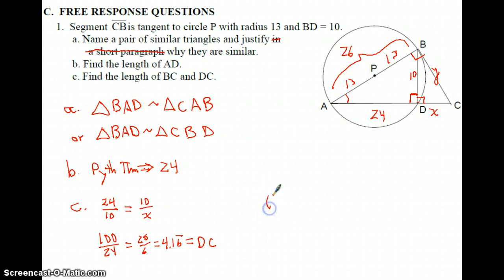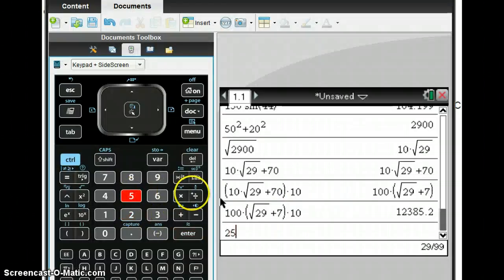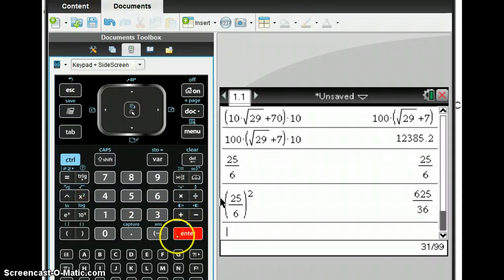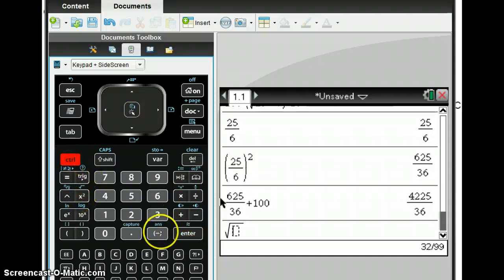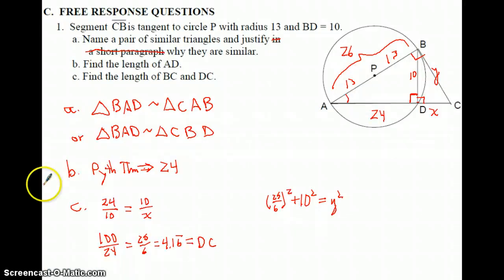Let's just go x squared in the small triangle. 25/6 squared plus 10 squared equals y squared. We'll find it that way. All right, 25/6 squared, plus 100, and then we'll take the square root of that, and we get 65/6. Oh, lovely. If you want that as a decimal, shame on you. Anyway, it'd be 10.83.